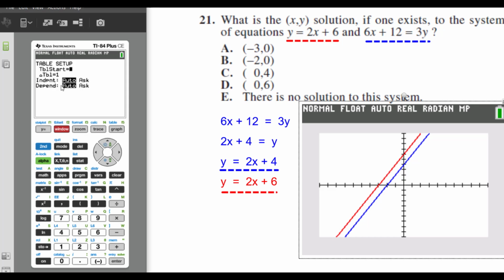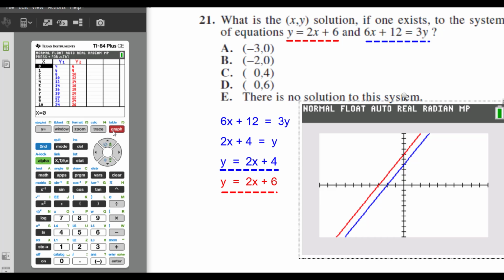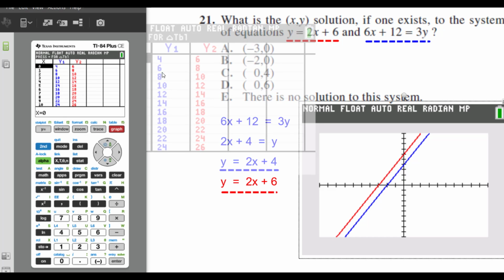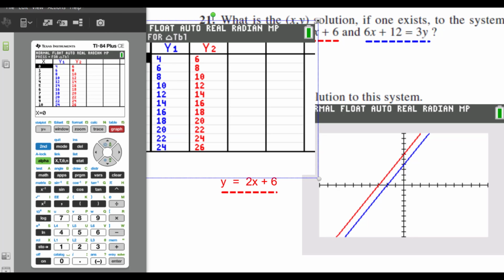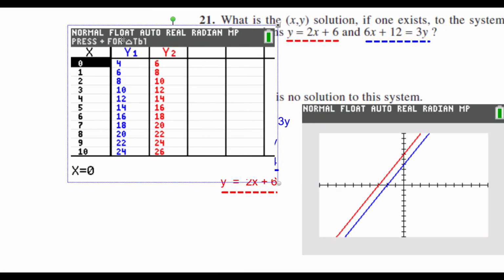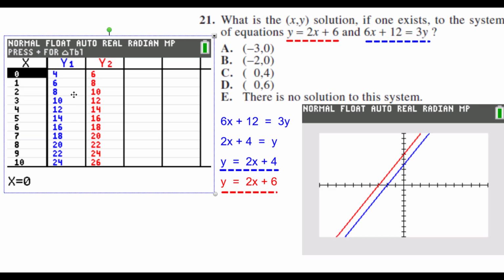I'll be in regular table mode, and you can see that in the table for each value of x, the y1 and y2 are never equal, and they're always 2 apart because of that +2 from +4 to +6.